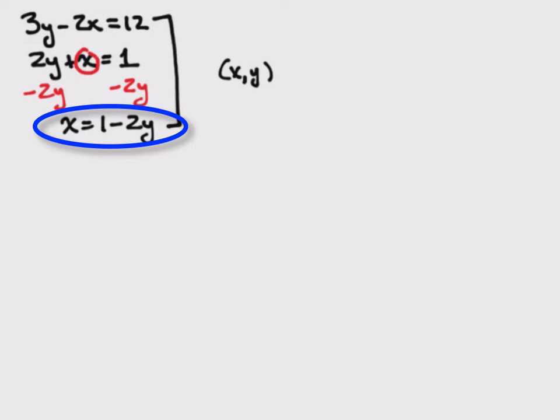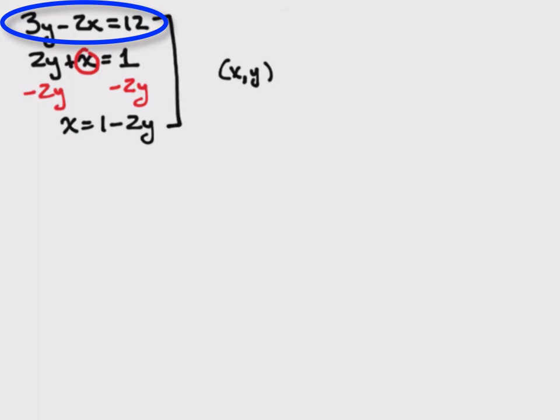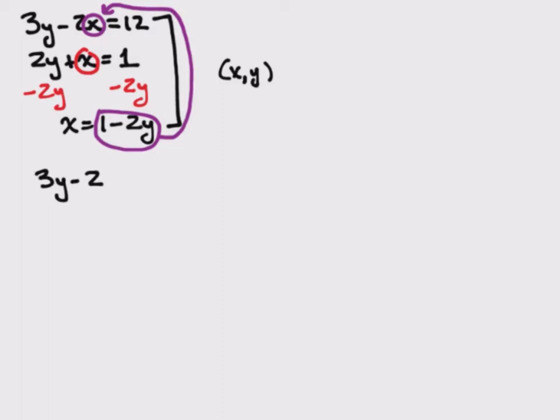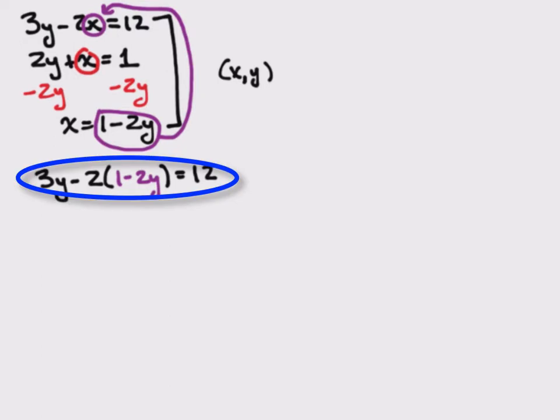That way, if there's ever an x anywhere, we can replace that x with a 1 minus 2y because they're equal to one another. Well, in our first equation, I see an x right here. And therefore, we can go ahead and replace that x with a 1 minus 2y. Let's do it. Once again, now we have an equation involving just one variable. Let's go ahead and solve for y.